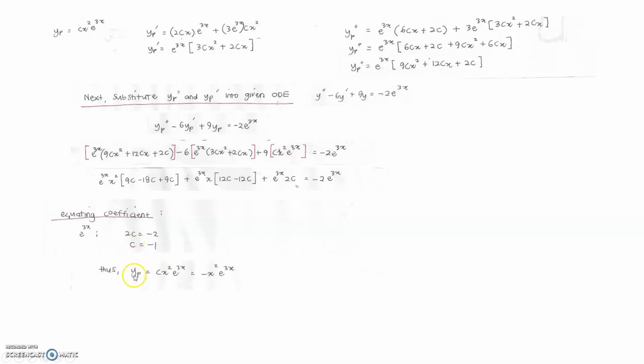So yp is equal to cx squared exponential 3x. Substitute the value for c, so now I get negative x squared exponential 3x. So now I got my yp.